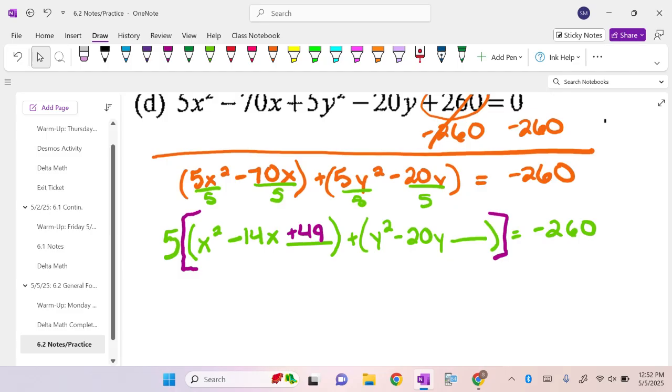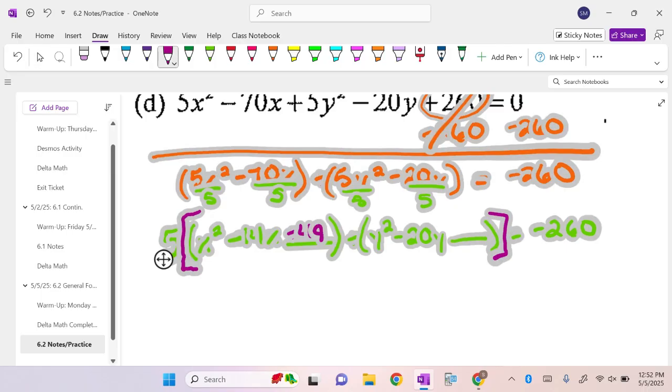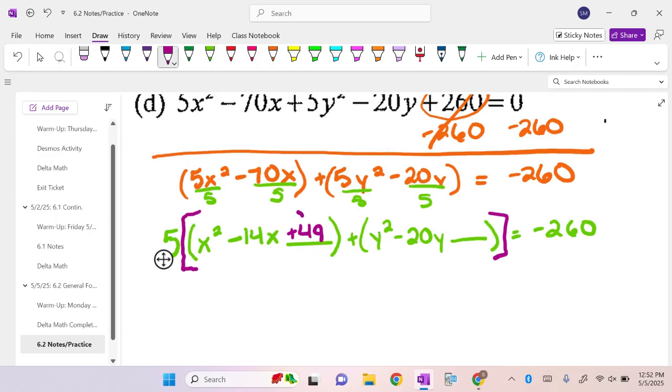49 times 5, yeah. So what would that be? 245. So what this is saying is that since we took out the 5, it still exists. We have to take this 49 and multiply it back to the 5 when I add it over to the other side. Because technically, even though we got 49 within the parentheses, it's still being multiplied by 5 on the outside. All right. So I would add 245 over here.